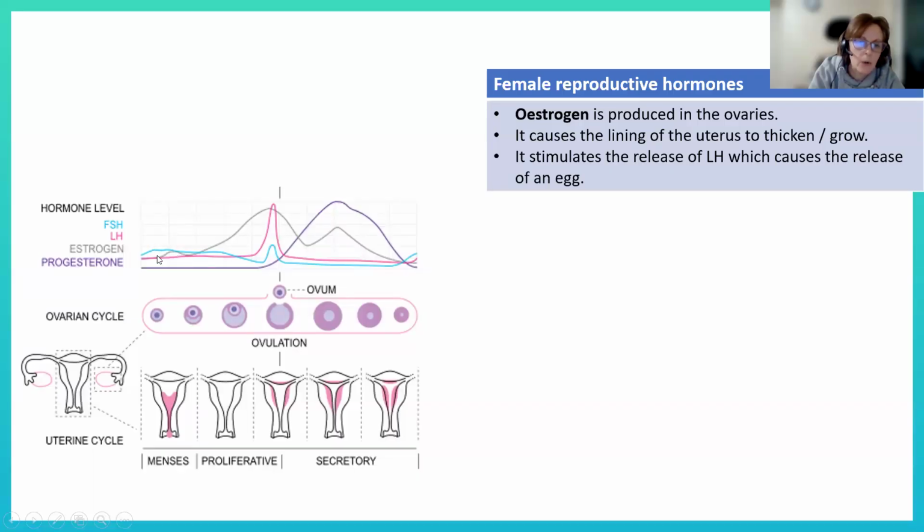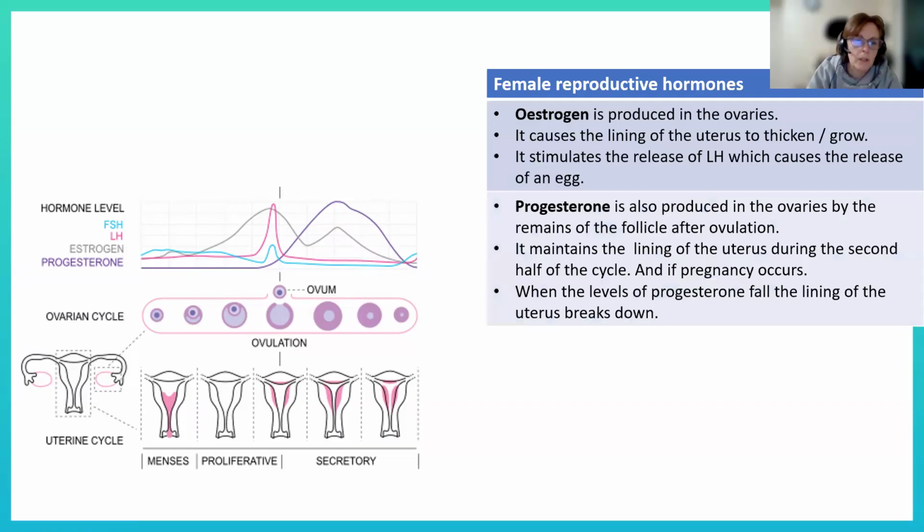And that's also causing the estrogen to rise and thicken the walls of the uterus. Progesterone, which is the purple line on the graph, is also produced in the ovaries, and it maintains the lining of the uterus. So it keeps that lining thick after the estrogen has caused it to thicken. The progesterone keeps it thick. And then you get a dip, and then menstruation happens at the end of the month, starting a new cycle.